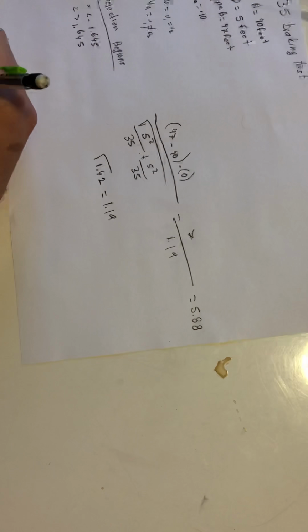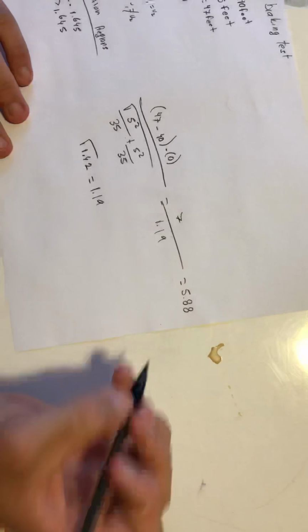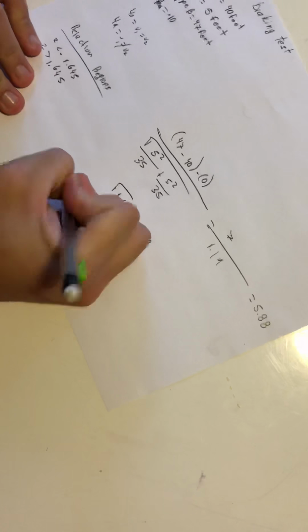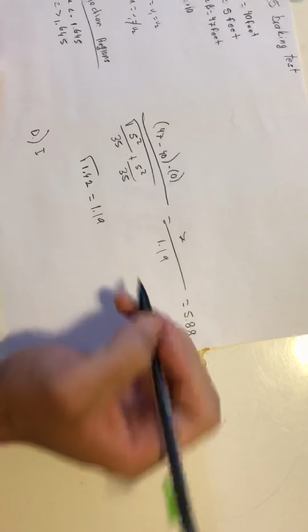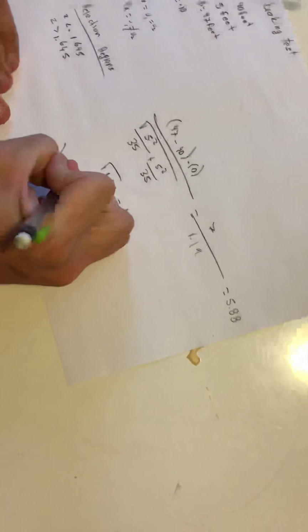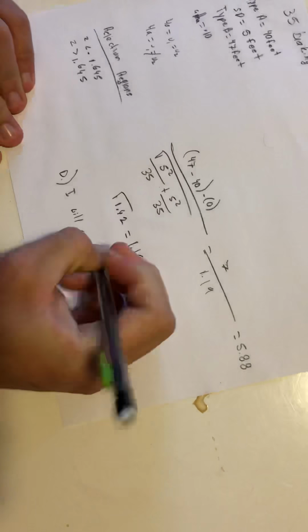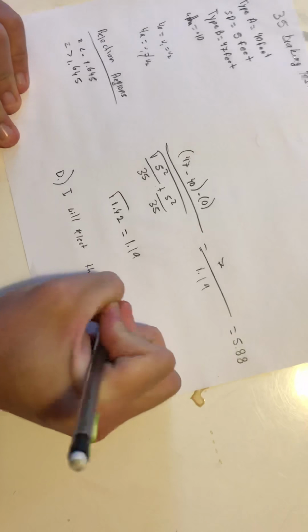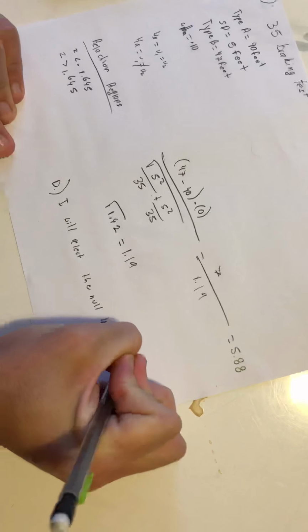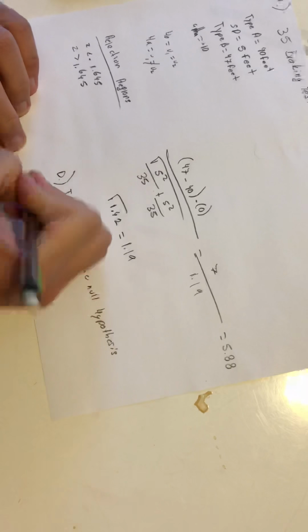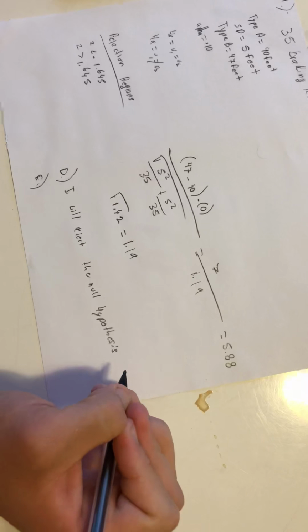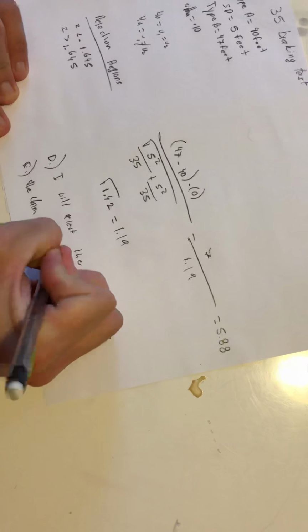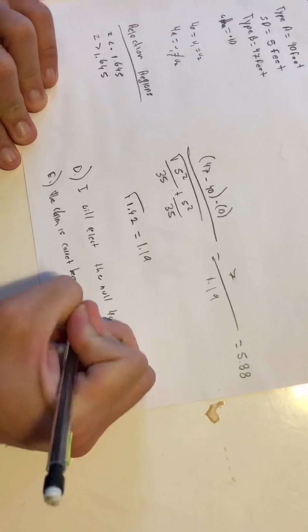Alrighty. And then of course, I'm going to reject the null hypothesis because it does not land between the rejection regions. So I will reject the null hypothesis. And the claim is correct, because they do not equal.